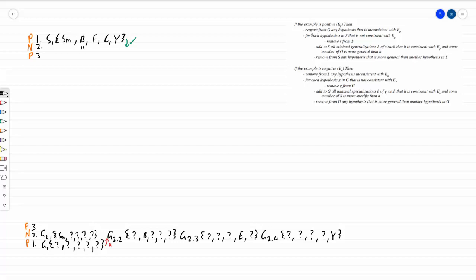First and foremost, with this positive, remove from G any hypothesis that is inconsistent with EP. So it's still Sam's. It's now lunch, so it does not have to be breakfast. That one no longer matches, so that one is removed. Oops, sorry. I wrote down E here. That should be cheap. Maybe it has to be cheap to have the reaction. Very, very sorry. Hopefully I didn't confuse anyone with that. And if you spotted that before I did, very well done. 10 points to your Harry Potter house.